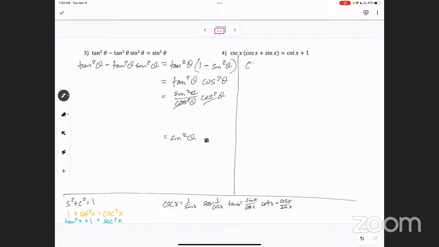Okay, so first step, cosecant x times cosine x plus sine x equals, and at the bottom, I want it to equal cotangent x plus 1. So what's the first thing I'm going to do? Distribute. Good suggestion. Plus cosecant x sine x. Okay, now what should I do?